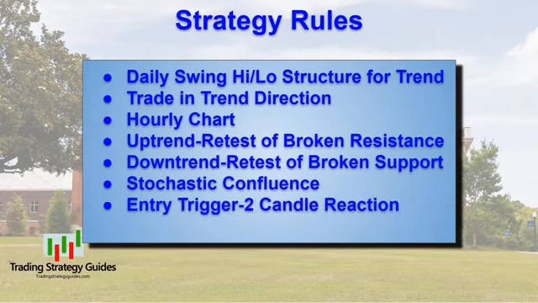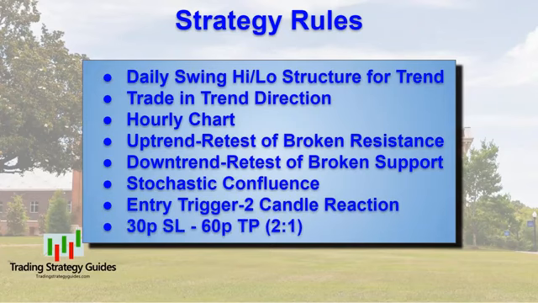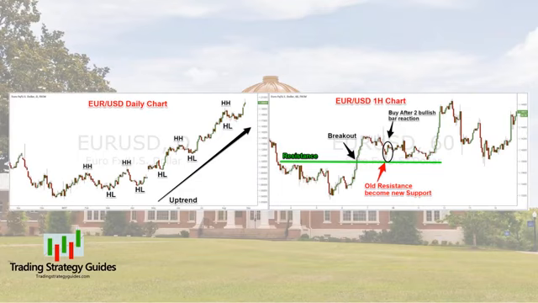The entry trigger will be based on a 2 candlestick reaction from the support or resistance level, and our stop loss will be 30 pips below the support level, and the take profit will be 60 pips above the entry level. In other words, a 2 to 1 reward to risk ratio. This is what you'll be looking for: the daily chart on the left and the hourly chart on the right.